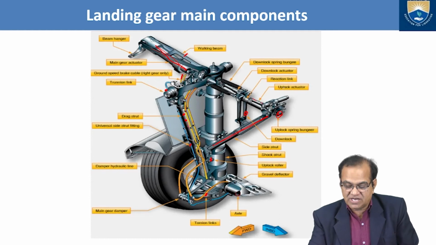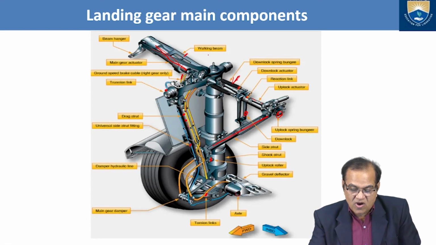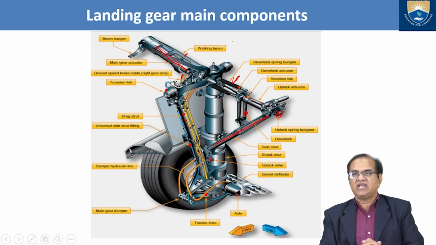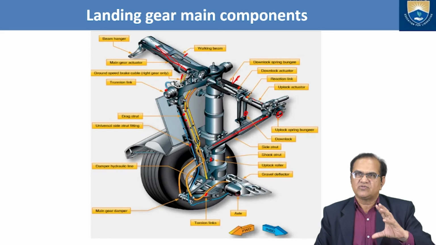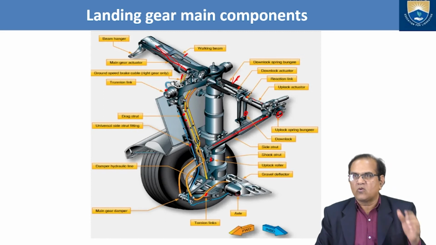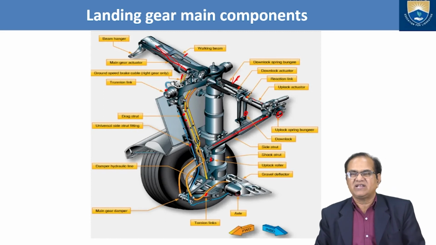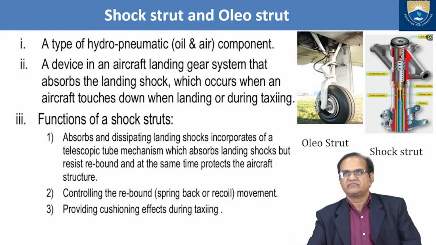It is the uplock actuator. This is the reaction link here. Reaction link. Down lock actuator here. Down lock spring bungee. It is some rubberized bungees here. This is called the down lock, and this is the walking beams. These are some of the very important parts of the landing gears. We should know each name and the function of each part, that we should understand.